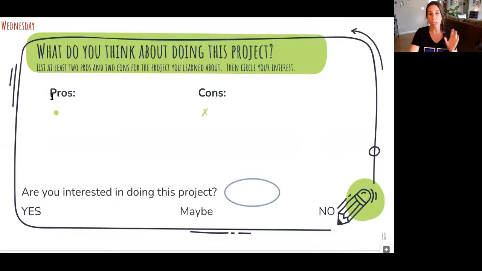Okay, so then you're going to think about today, what do you think about doing this project? List at least 2 pros and 2 cons for this project that you learned about, then circle your interest. Okay, sometimes the most creative projects are the most challenging because you have to explain these projects, you guys. They can't just be, here's my poster. You have to explain it. You have to be able to explain it.